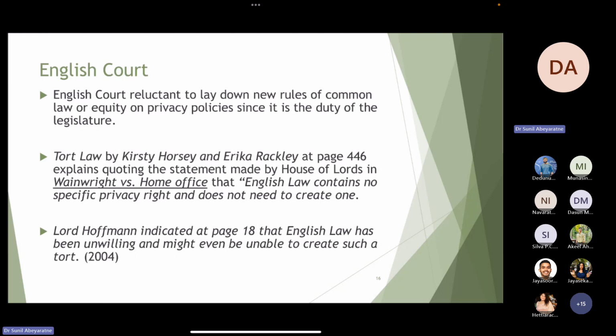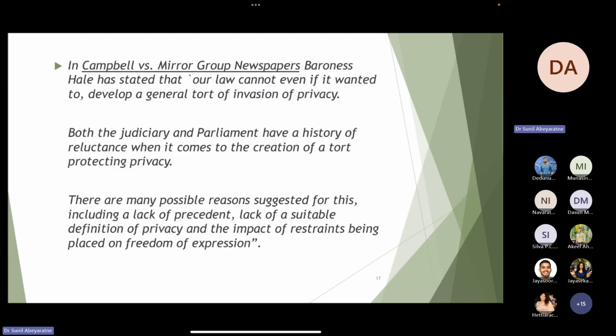These are discussed in various judgments, and in Tort Law by Kurtzi Horsey, explained at page 446, quoting the judgment made by the House of Lords in Wainwright versus Home Office, that English law contains no specific privacy right and does not need to create one. Lord Hoffman indicated at page 18 of the same judgment that English law has been unwilling and might even be unable to create such a tort. In the Campbell versus Mirror Group Newspapers case, Baroness Hale stated that our law cannot, even if it wanted to, develop a general tort of invasion of privacy.